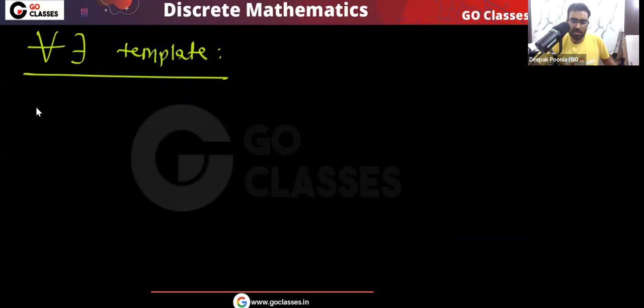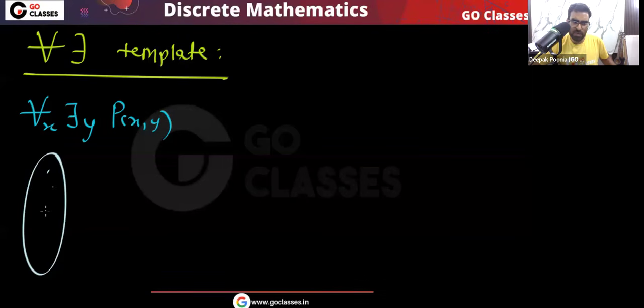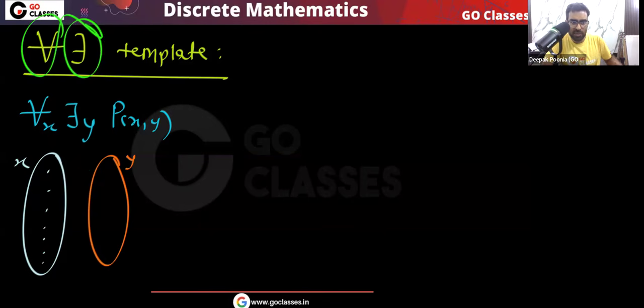So what is this template? Basically, when we write for all x, there exist y and something here like pxy, what does it actually mean? It means that for every element in the domain of x, this is the domain of x, and this is the domain of y. So remember, for everyone there is someone, but for different x there can be different y. It's like this, that for everyone there is someone.